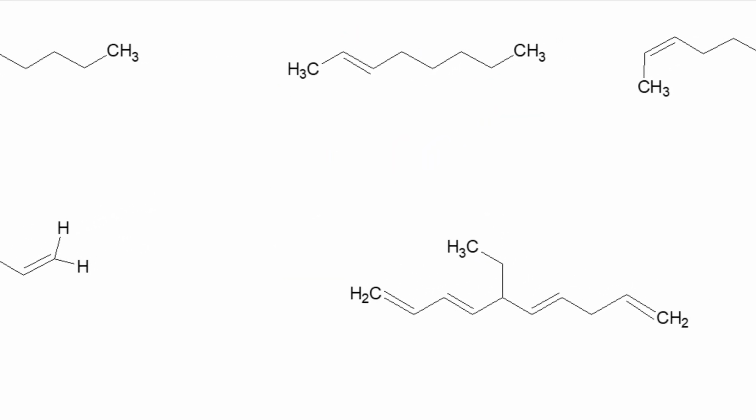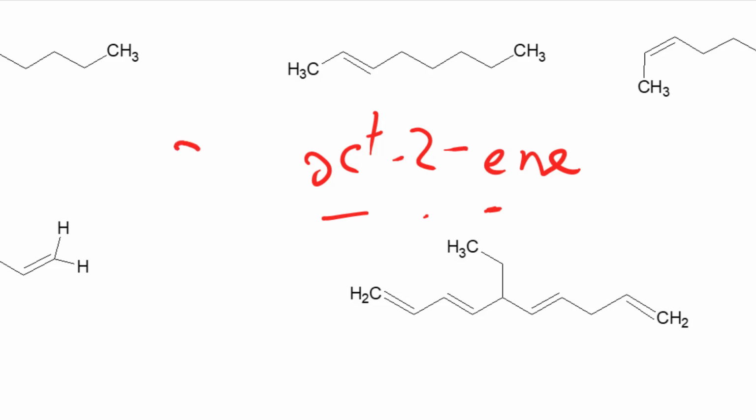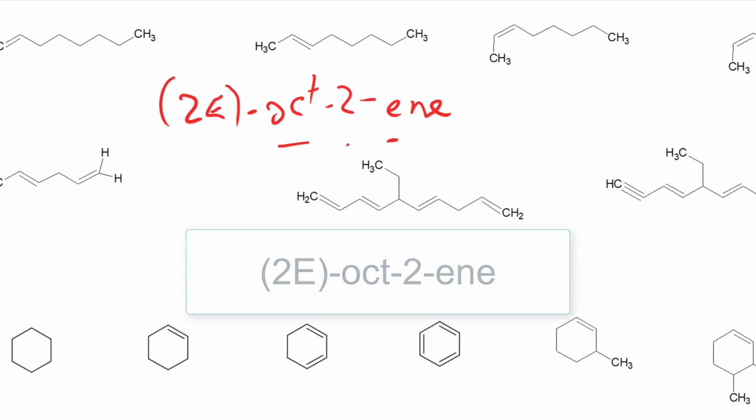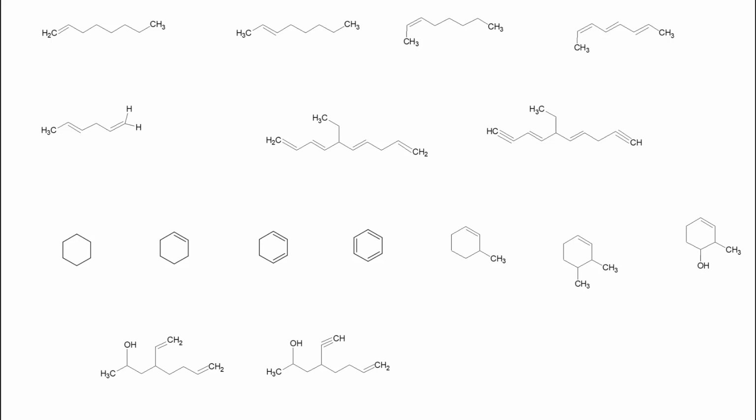And now to go back for the full name again, I will call it an oct-2-ene. So it tells me there's 8 carbons, in the 2 position is a double bond, but I also need to introduce the stereochemistry. So out front, in the 2 position, it is an E conformation. I'm going to put it in brackets and a dash here, and that finishes off the name for that compound.